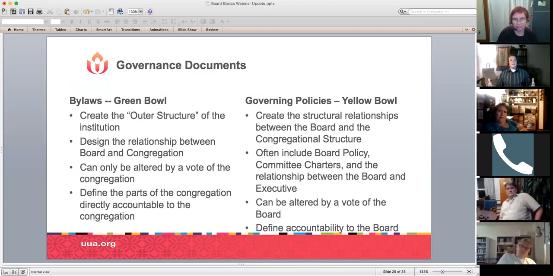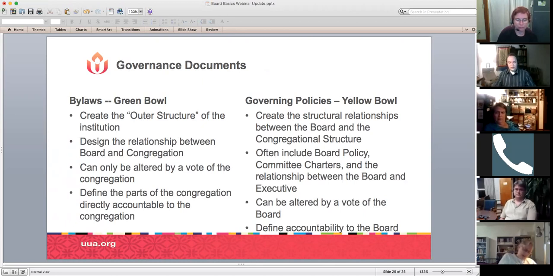I think governing policies is where your committee charges, the charges that say what a committee is, how it's formed, how it's held accountable, how its membership changes over time, that's defined in your governing policies, and the board can change that by a vote of policy. The board promulgates policy, so either drafts it or delegates drafting and then approves the policy themselves.